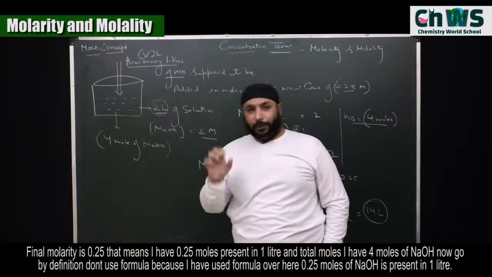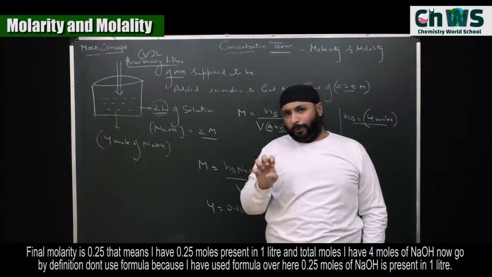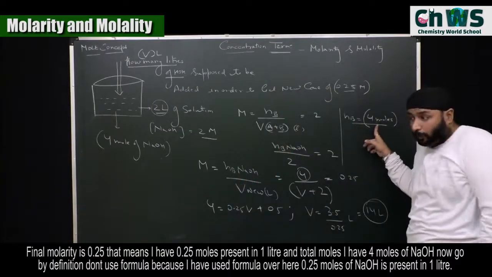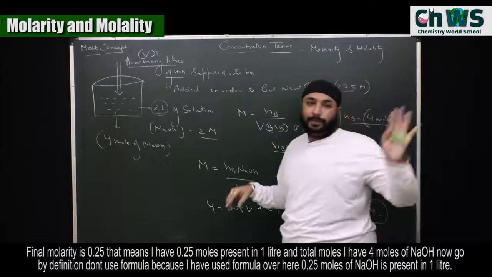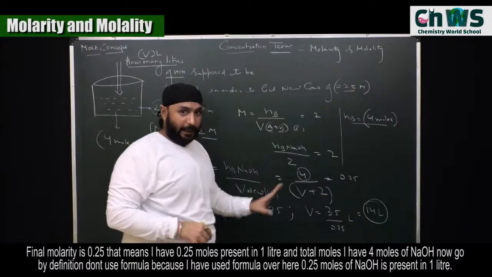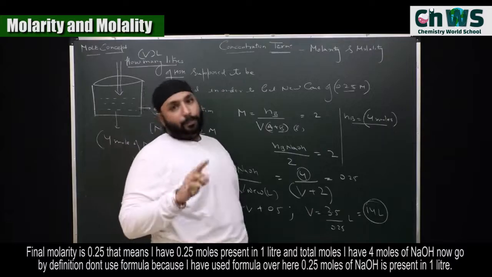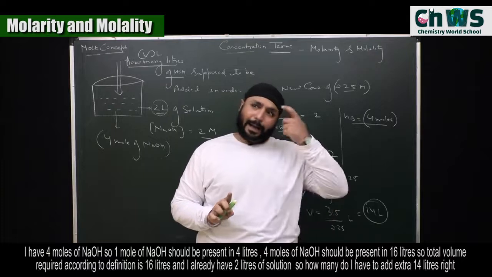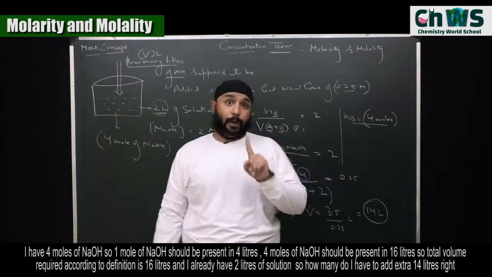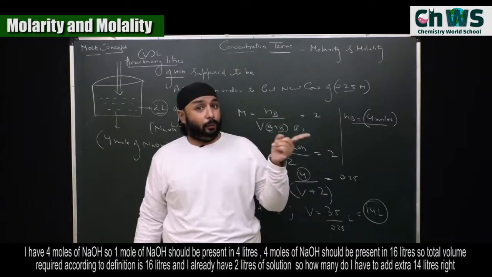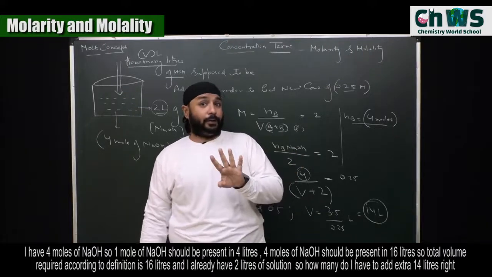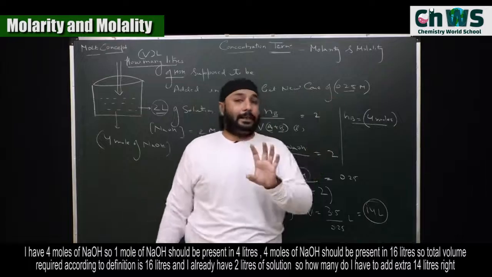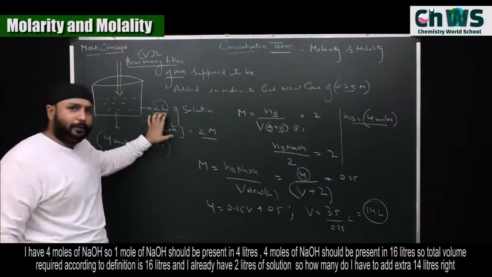Final molarity is 0.25. That means I have 0.25 moles present in 1 liter, and total moles, how many liters do I have? Total moles I have is 4 moles of NaOH, right? Now go by definition, don't go by formula, because I have used a formula over here. Listen, 0.25 moles of NaOH is present in 1 liter. I have 4 moles of NaOH. So 1 mole of NaOH should be present in 4 liters, and 4 moles of NaOH should be present in 16 liters. So total volume required according to definition is 16 liters, and I already have 2 liters of solution.